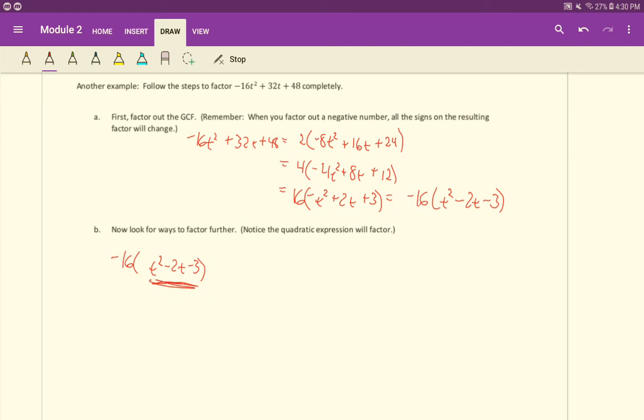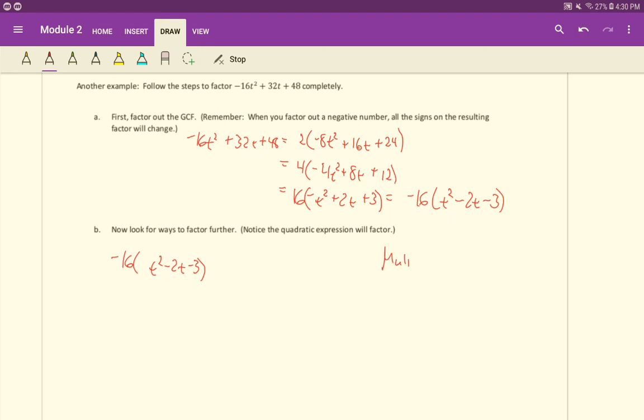We're going to look at this quadratic here. Remember our strategy, because we have a positive 1 for our lead coefficient, we can use that strategy. We want to multiply to make what? We want to add to make what? So stop and think about that. What number in this quadratic do we want to multiply to be? What number in this quadratic do we want to add to be?